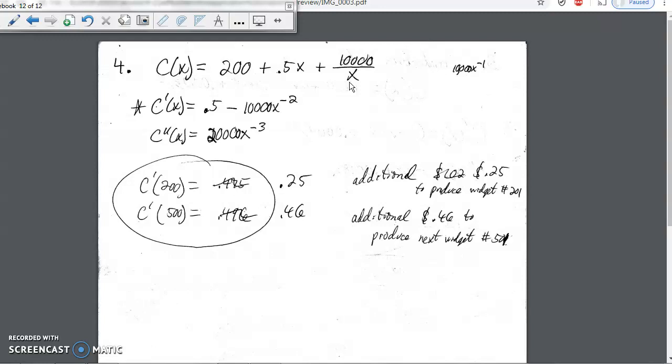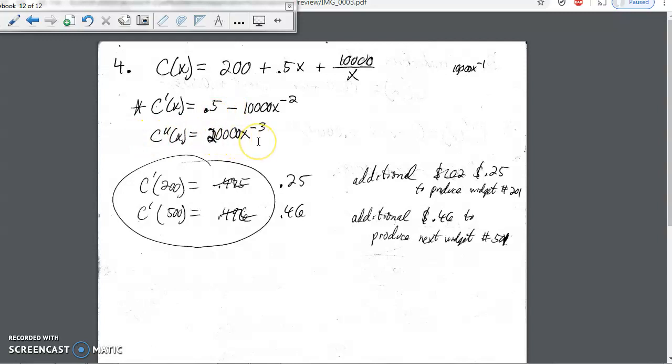So what are the marginal costs when x equals 200, when x equals 500? The marginal cost is the change in cost at those points. So I'm going to find the first derivative.